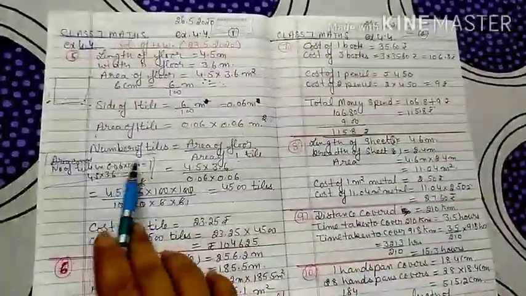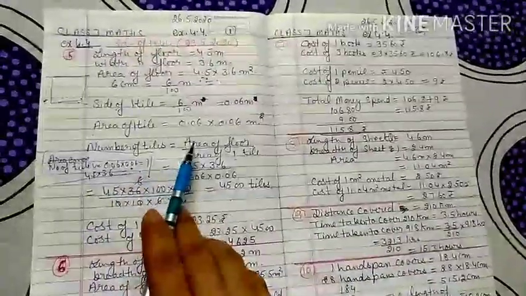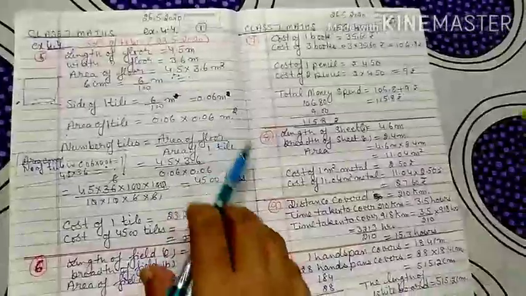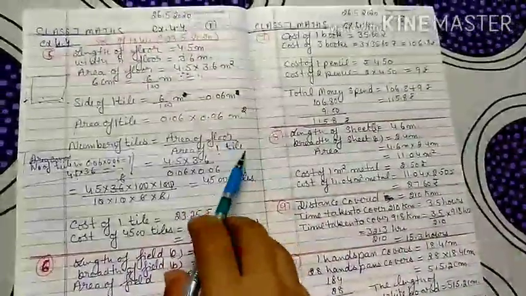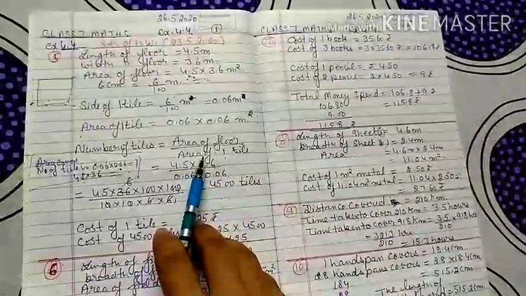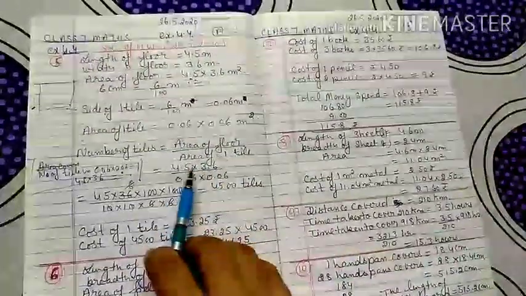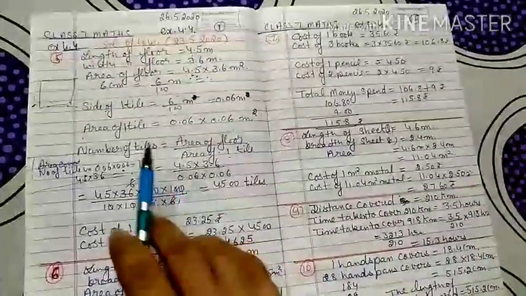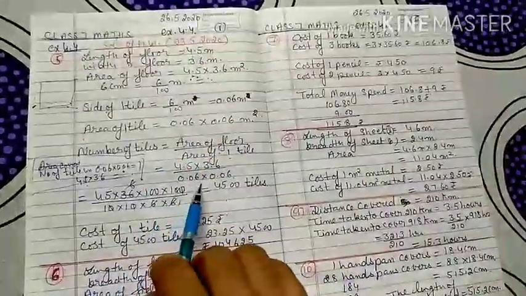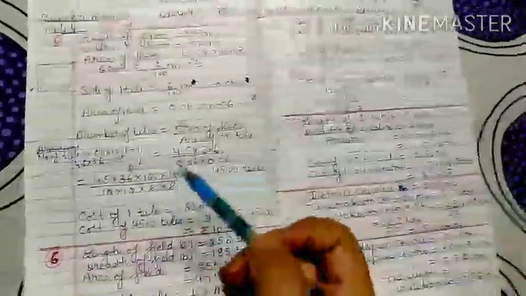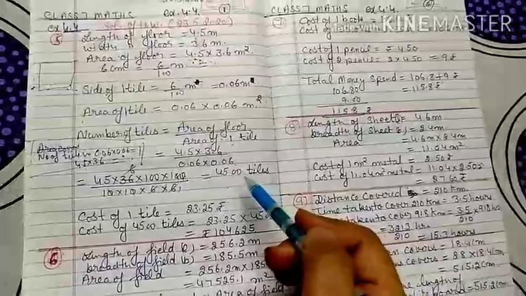Now you have to find the number of tiles. Number of tiles means area of floor divided by area of one tile. In that case the unit will be cancelled because both have meter square unit. Whenever you take a fraction, the unit will be the same. So area of floor is 4.5 into 3.6 and area of one tile is 0.06 into 0.06. When you solve this, you get 4500 tiles.